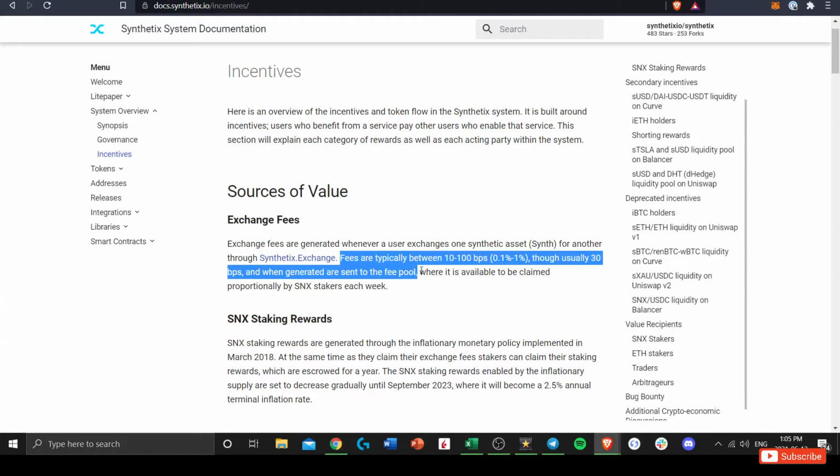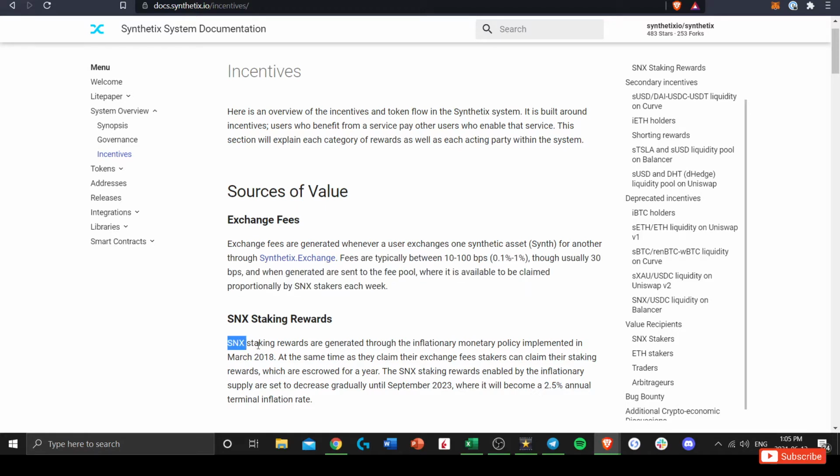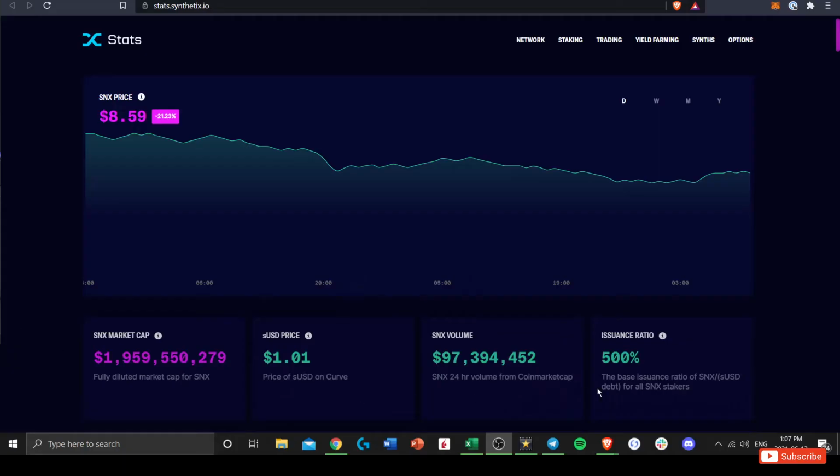And in return for managing their debt position, which subsequently is maintaining the health of the entire system, stakers earn a portion of all trading fees generated by the protocol, as well as being paid inflationary SNX tokens as an incentive to provide liquidity to the protocol in the early stages of its growth. The amount of sUSD that a staker mints when they lock their SNX into a smart contract is determined by the issuance ratio, which is currently 500%.